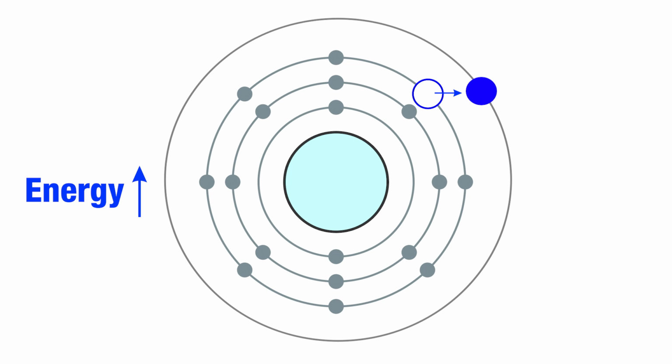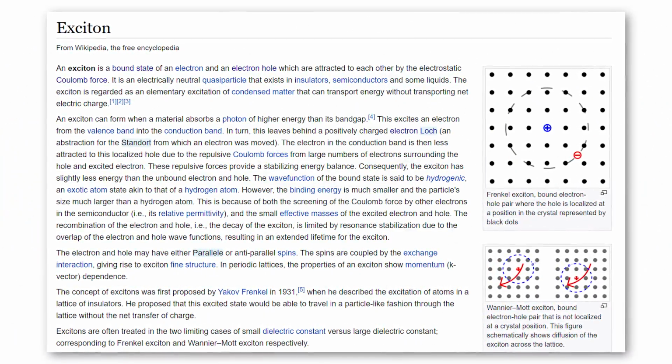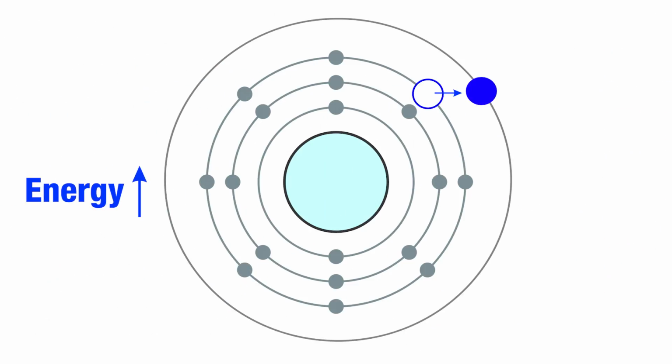There is a lot more physics on this bit than I could possibly get into right now, but if you want, you can get more details if you look up the Wikipedia page for excitons, which is the name for this combination of an electron and electron hole. Anyway, eventually this excited state of the outer electron decays, and the electron falls back down from the higher energy level to the lower energy level, filling the hole.